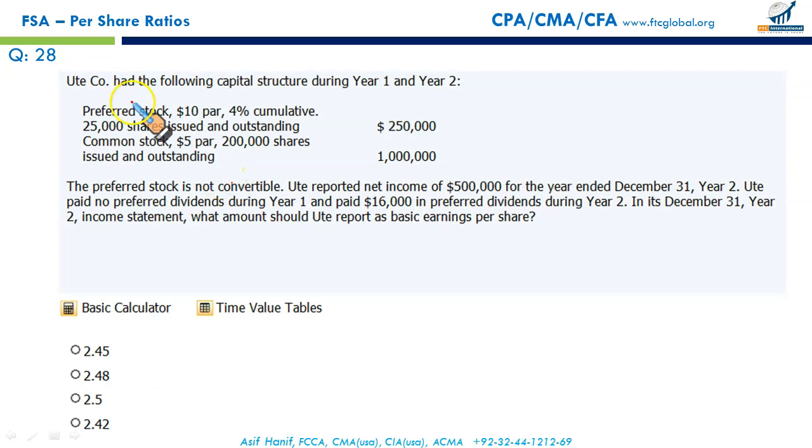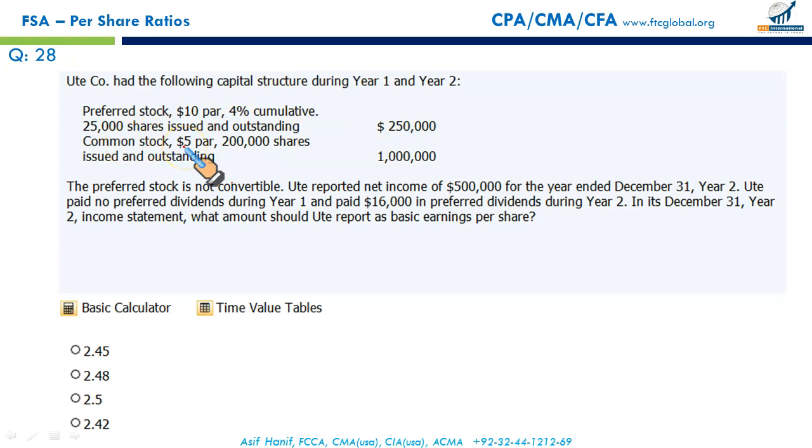Next, UTE company had the following capital structure during year 1 and year 2. Preferred stock $10 par 4% cumulative. Now this is important. Stock that is cumulative, even if the directors do not declare the dividend, it needs to be deducted from your net income in order to calculate your basic earning per share or the diluted earning per share. Okay, and then we have preferred stock, 25,000 shares issued and outstanding, par value is 10.